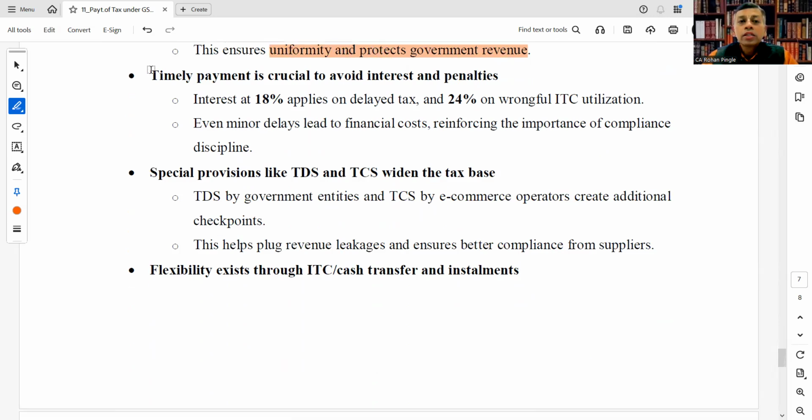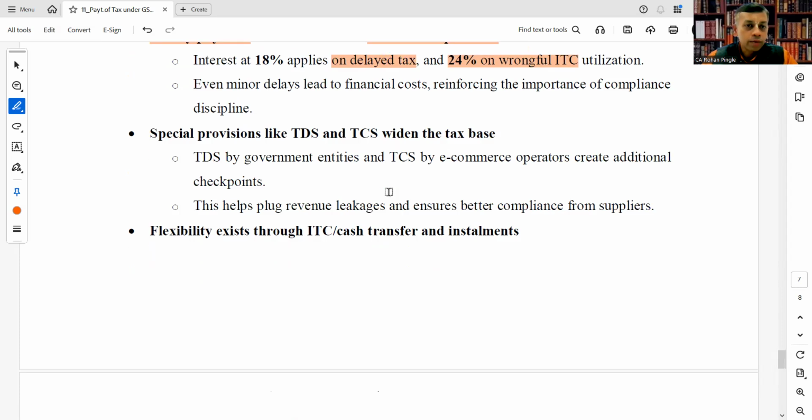Timely payment is crucial to avoid interest and penalties in future. So interest at 18% applies on delayed payment and 24% on wrongful ITC utilization. Even minor delays lead to financial cost, reinforcing the importance of compliance discipline. So you need to be compliant on your own with a proper timeline.